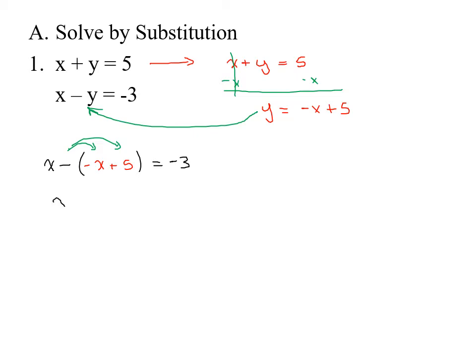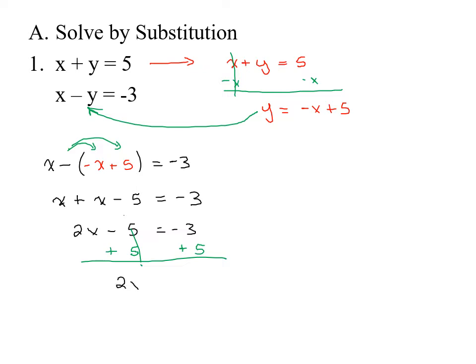I would get x plus x minus 5 equals negative 3. Simplify the left-hand side, which would be 2x minus 5 equals negative 3. Then I could add the 5 to both sides. And I'll get that 2x equals 2. Or, once I divide by 2 on both sides, I would get that x equals 1.